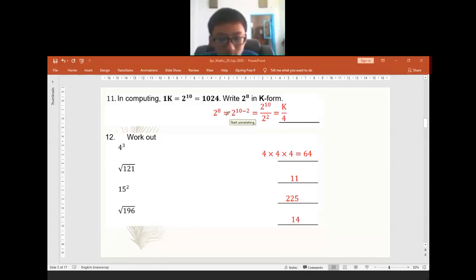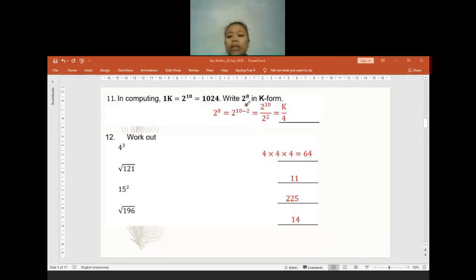Okay, so for question 11, the question is about 2 to the power of 8. From the given data, we know that 2 to the power of 10 is equal to 1k. Our job is to change 2 to the power of 8 into the k form. So I have to change the 2 to the power of 8 into 2 to the power of 10. As we know from yesterday, the number 10 and number 8, I can make it into 10 minus 2, and the result will still be equal to 8, right?